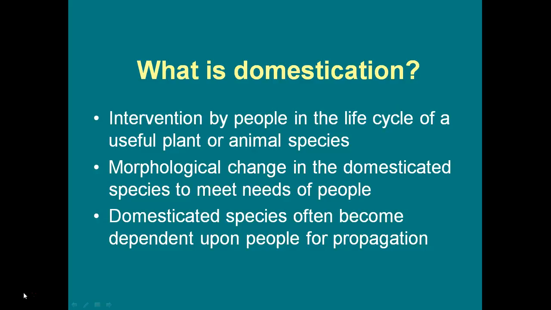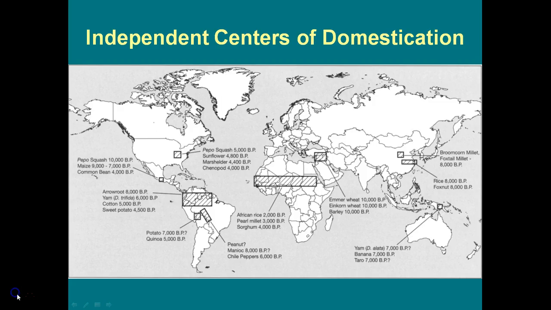Domestication is the intervention by people in the life cycle of a useful plant or animal species, which leads to morphological change in the size or shape of the newly domesticated species in order to meet the needs of people. Some domesticated species become dependent upon people for propagation. Many domesticated plants lose their ability to self-disperse their seeds and require humans to plant them in order to have another generation of the plant.